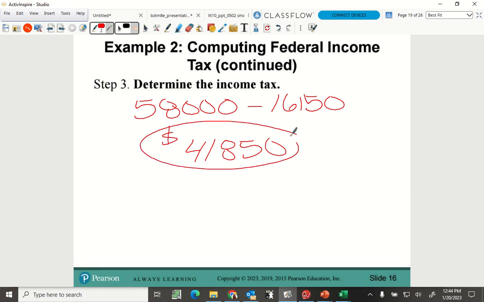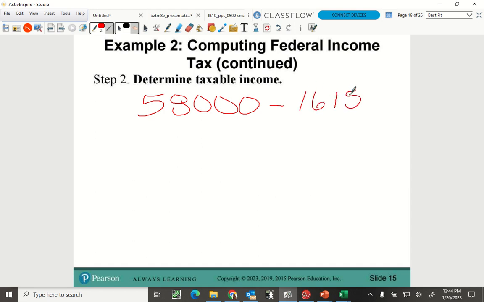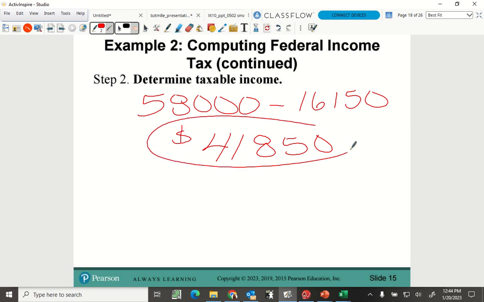Now, before I get to the next part, it was, yes, go ahead. Is it taxable income or income tax? Because they're on two separate slides. Oh, I'm sorry. Yeah, I put it on the wrong one. I'll rewrite it. So 58,000 minus 16,150, which gives me 41,850. I apologize again. When I was clicking over, I didn't read carefully.